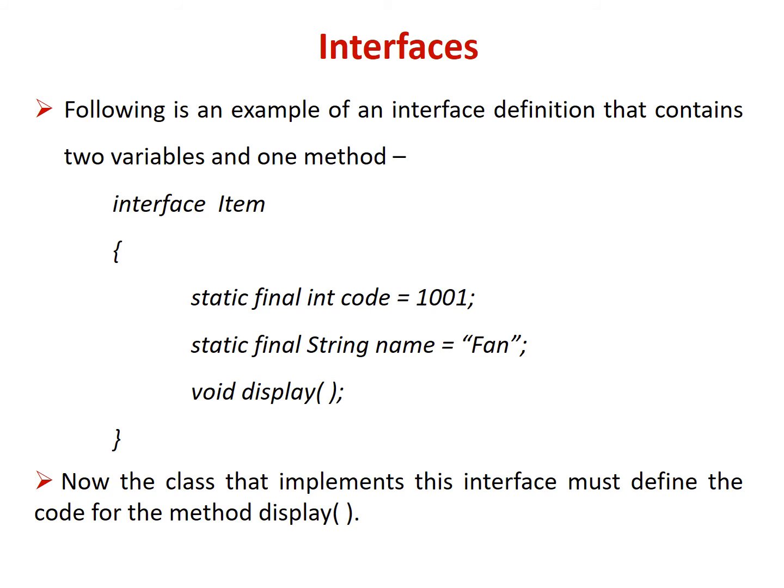Example of interface definition that contains two variables and one method. The interface is the Atom interface and the two variables are code and name, and one method is the display method. Now the class that implements this interface must define the code for the method display.